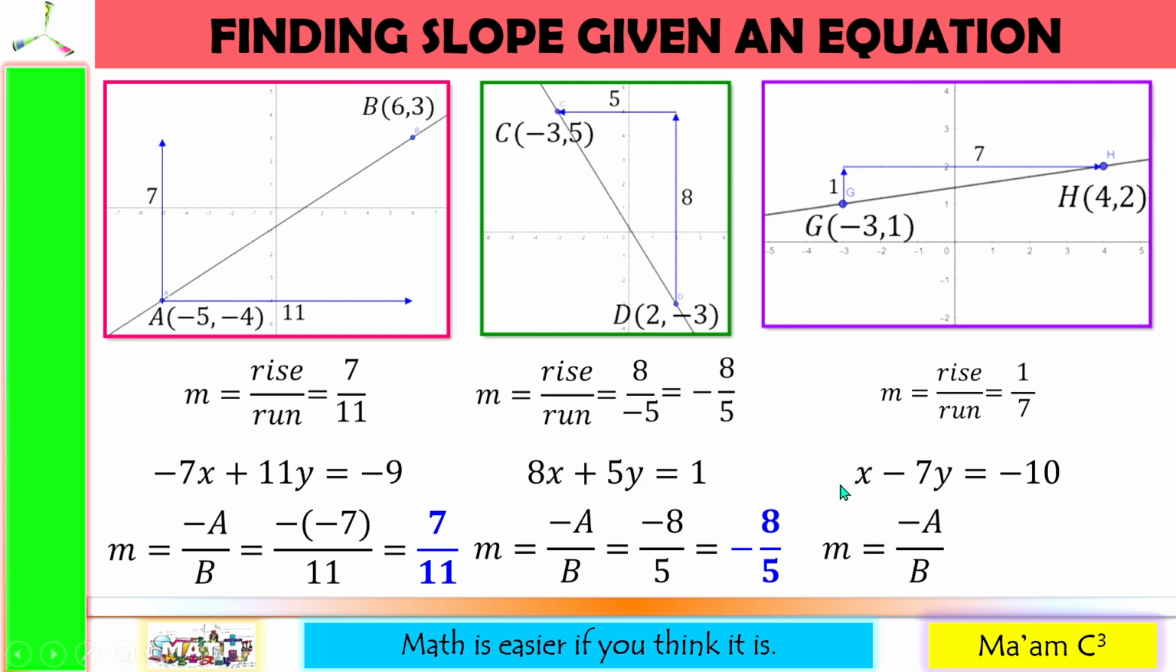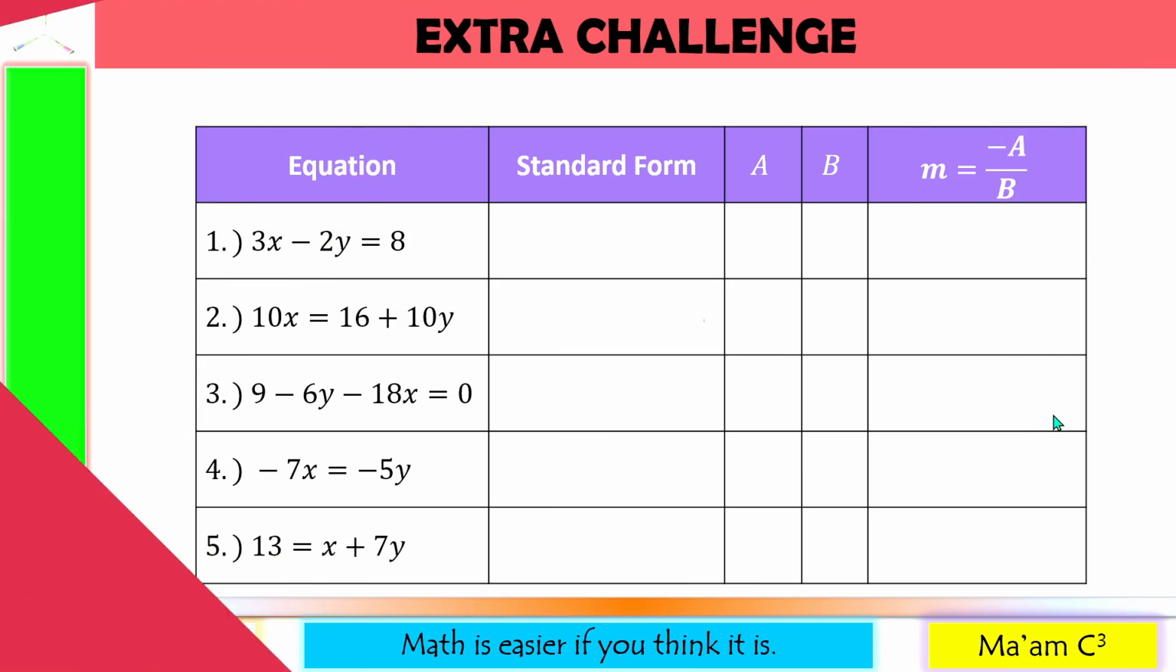For the last one, again, the formula is m equals negative a over b. The coefficient of x here is the invisible 1, so we have negative of 1. And our b is negative 7. Don't forget to include the sign, negative 7. Negative divided by negative is positive, so this will be 1 over 7. Same answer. Let us do extra challenge.